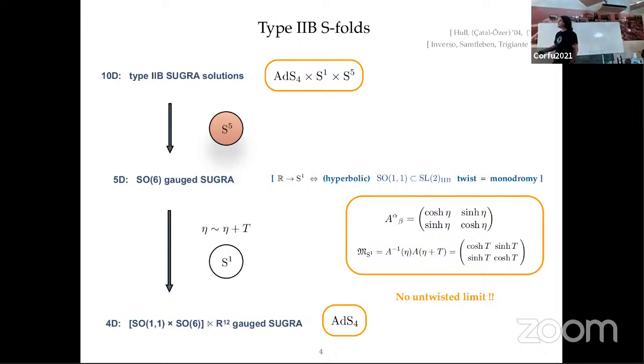The outcome of this reduction is that you end up in a background which contains an AdS4. Interestingly, this AdS4 can be viewed as an AdS4 vacuum, a critical point of the scalar potential of a very specific gauged supergravity in 4 dimensions, the one based on this specific gauge group, where you can see the origin of the various pieces, like the SO(6) piece arising from the isometries of the S5, and the SO(1,1) precisely arising from the SL2 twist that we perform. This is what is called an S-fold.